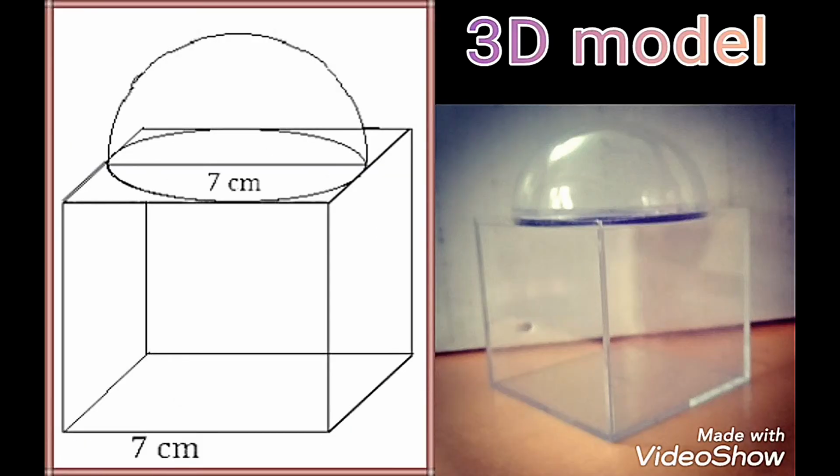In the diagram, you can see that the hemisphere is mounted on the top of the cube, and you can clearly see that the length of the diameter of the base of the hemisphere is exactly equal to the edge of the square top of the cube. So the diameter of the circle is going to be 7 centimeter. You can easily understand the concept of this problem by looking at the 3D model of the diagram there.